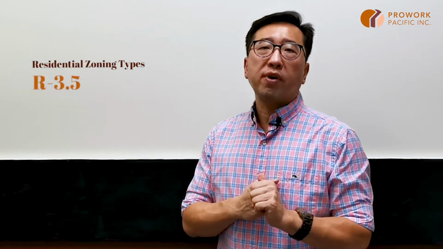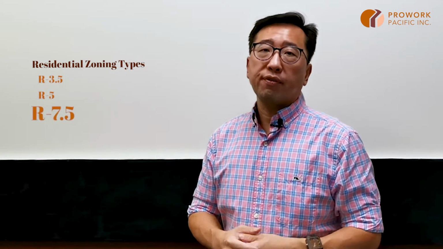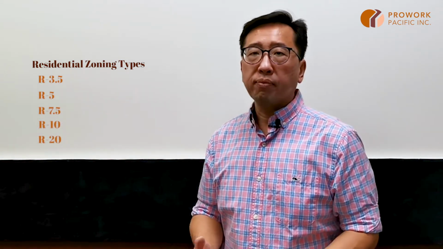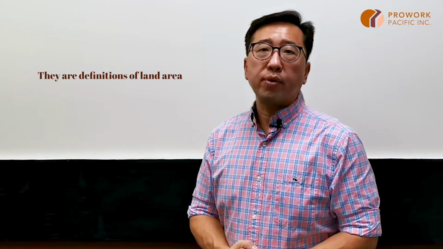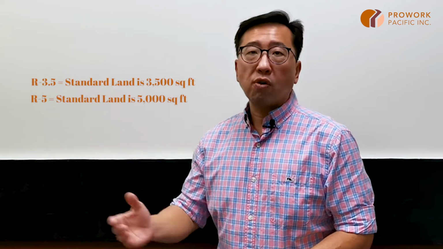Okay. For residential zone, there are 7 different types, and people have heard about them but don't understand them. We so-called R3.5, R5, R7.5, R10, R20. What does it mean? Basically, it's a definition about the land area. R3.5 means your standard land area is 3,500 square feet. R5 means your standard land area is 5,000 square feet, and so forth, like 7,500, 10,000, 20,000 square feet.